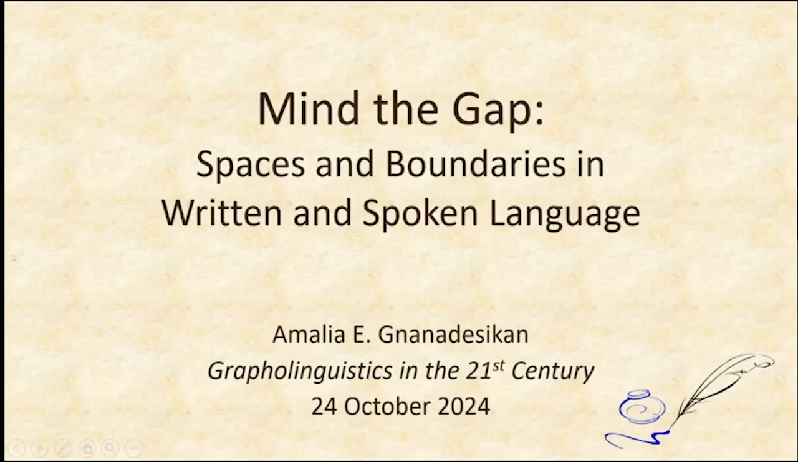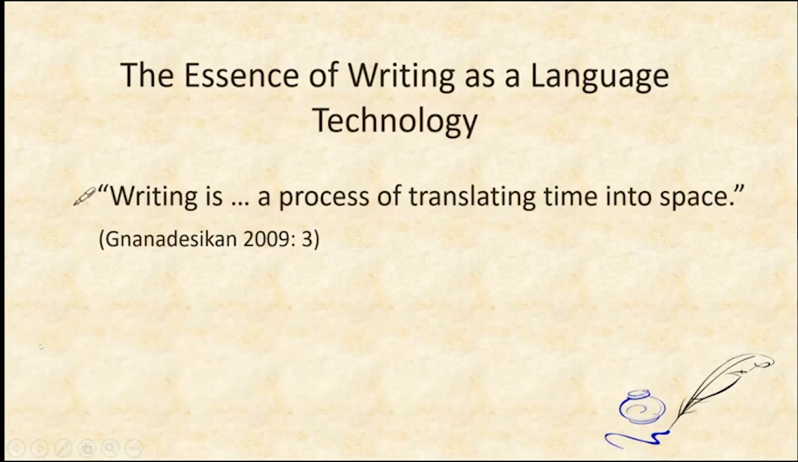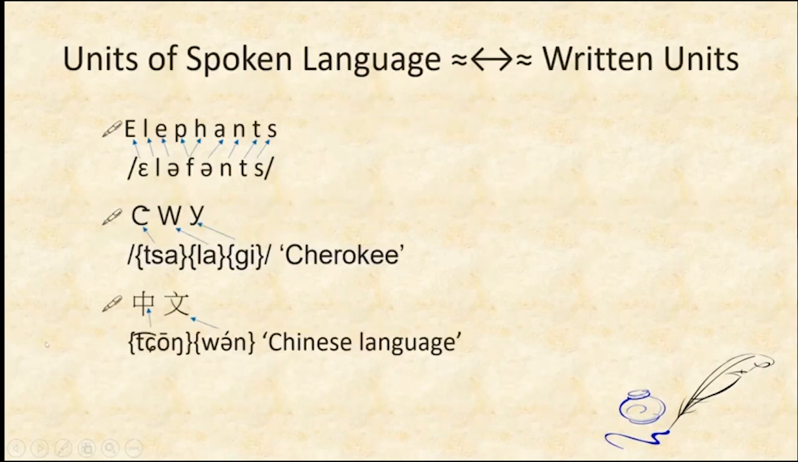I want to start by considering the fundamental nature of writing. So where better to start than to quote myself? Writing is a process of translating time into space. So, in other words, there are units of spoken language that we capture somehow with these written units. And just as the spoken units proceed in time, the written units are arranged in space.